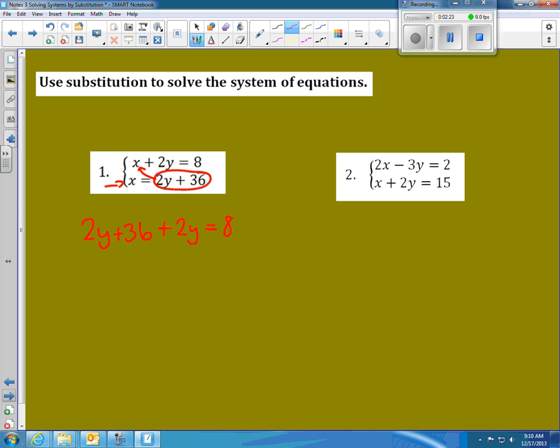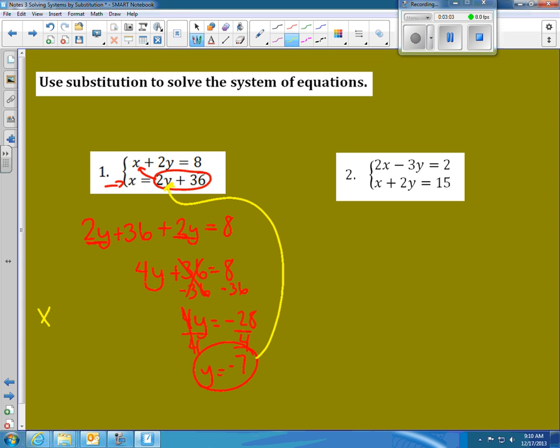So now we're going to solve for the missing variable. We have 2y and 2y, so they're on the same side. That gives us 4y plus 36 equals 8. We're going to subtract our 36 over, and we get 4y equals -28. Divide both sides by 4. So we're just solving for y, we get -7. But this isn't the solution. We need both the x and the y. So now we're going to take that y, and we are going to plug it back in up here so we can solve for x.